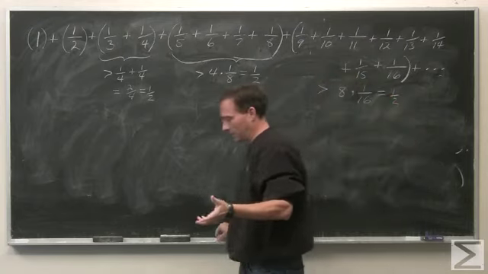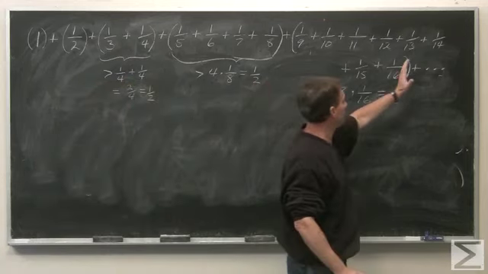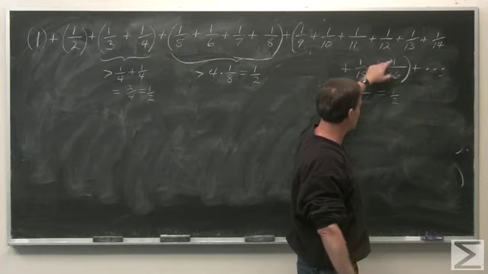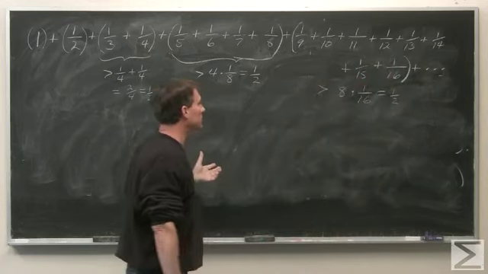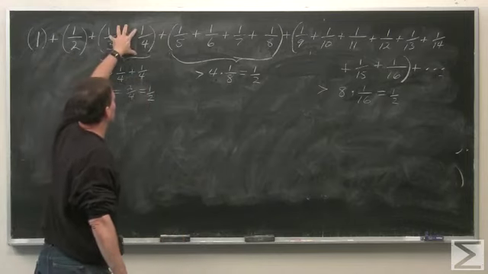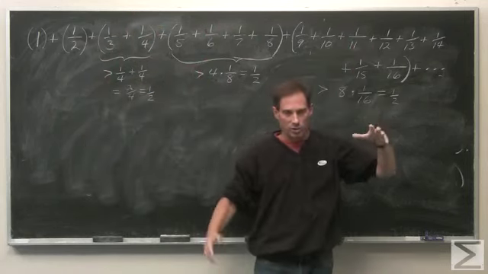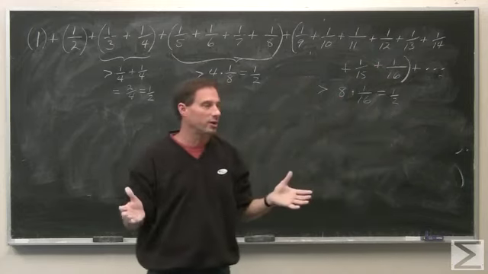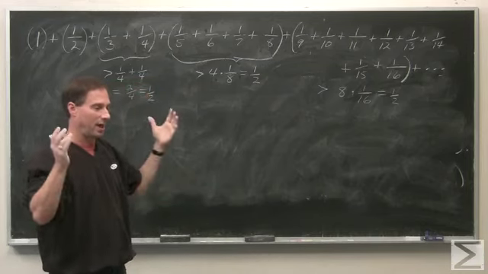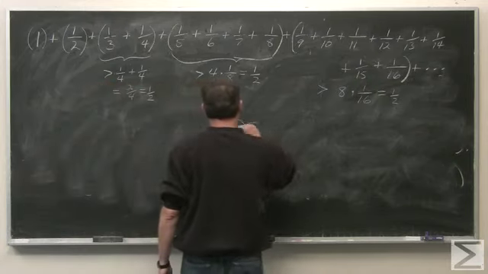So what happens if you keep grouping, after the previous 1 over a power of 2, and group to the end of the next 1 over a power of 2? What happens is every single grouping is bigger than a half. So you get 1 plus a half plus something greater than a half plus something greater than a half plus something greater than a half. And you keep adding more and more things together that are greater than a half. Well, then it gets arbitrarily large, because if you add enough halves, you can get bigger than anything.